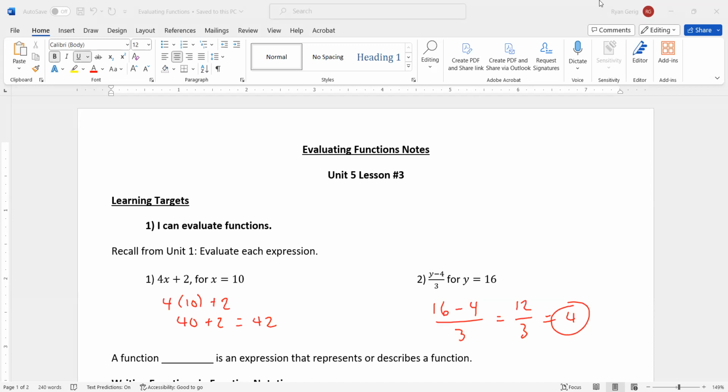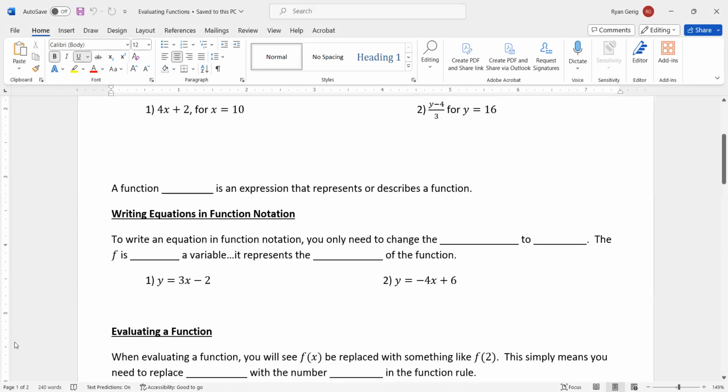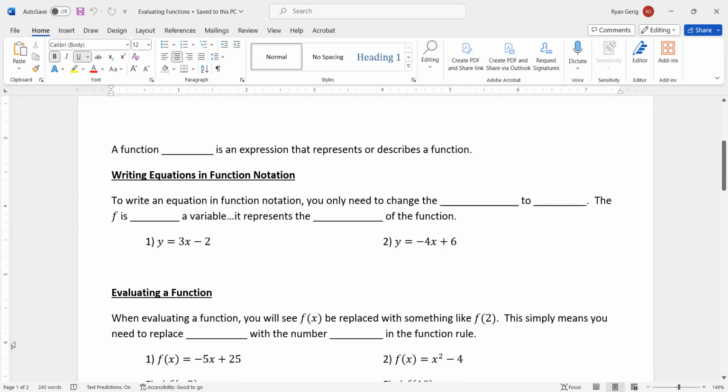Okay? So on the first one, when x was 10, the y value or the output was 42. When y was 6, in the second one, the input was 16, the output was 4. And I use those words on purpose because I want you to see that that's all we're doing today. It's exactly what we just did. Putting something in, and then the function is spitting something out. Now you got to understand function notation. It's not hard. It's just a little different.